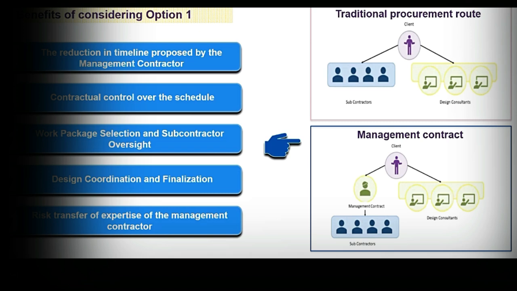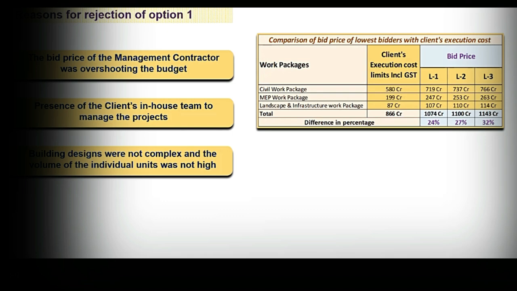To do that, we performed tendering work, and we took the bid prices of the management contractors. In that tendering work, we mandated them to submit their revised schedule as per the desired timeline of the client. This suggestion was not feasible because the bidding price was high and it increased the budget by 24 to 32%. The client said the building design was not too complex and the volume of individual units was not high, so they did not want to increase the budget only by appointing a management contractor.